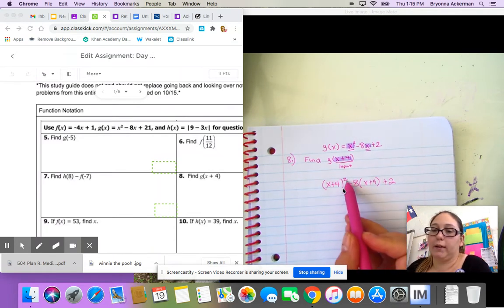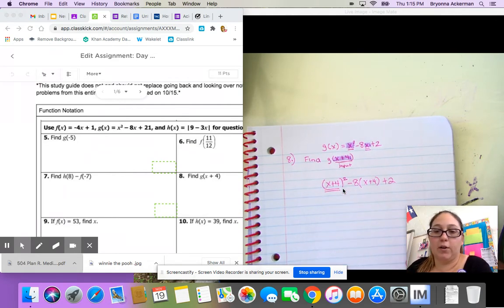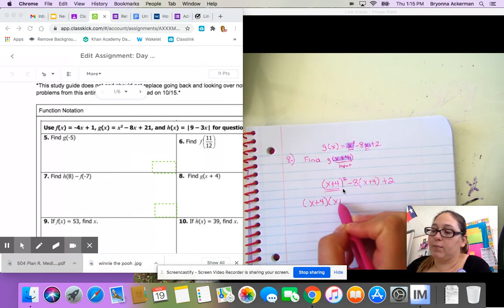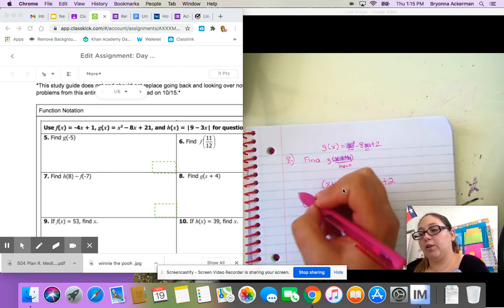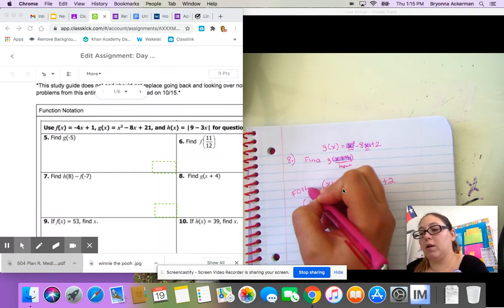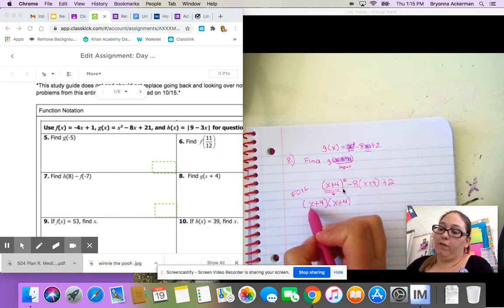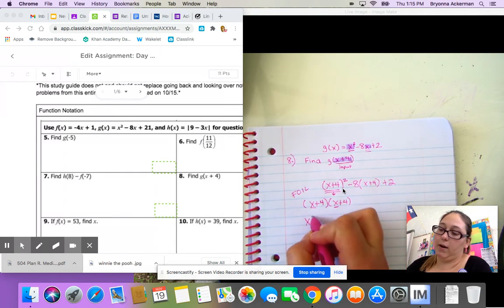When you see a squared like this on the outside, you have to remember that this means 2 of those. So it's saying x plus 4 times x plus 4. In Algebra 1, you were taught FOIL. Some of you were taught a box method. FOIL just means take the first 2 and multiply them together. So x times x is x squared.